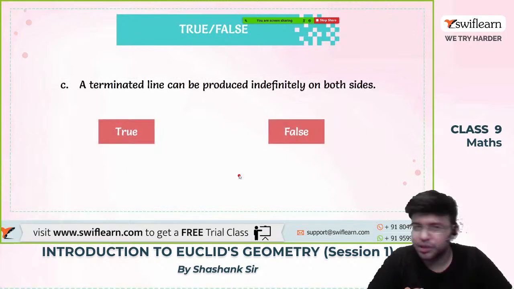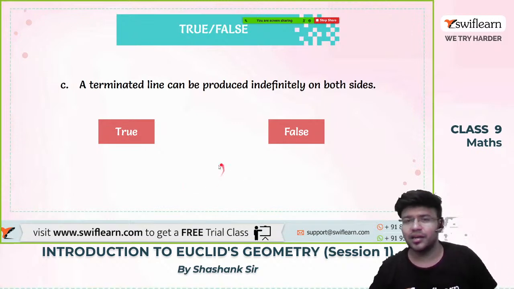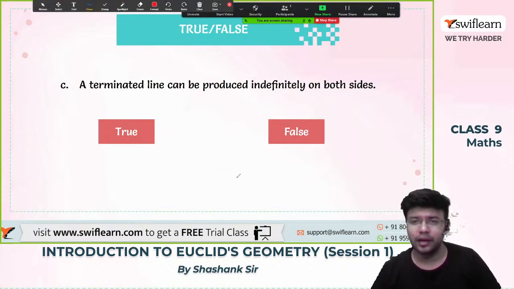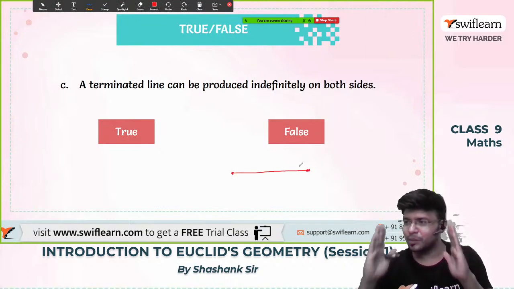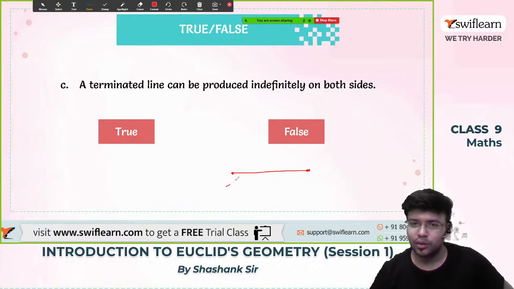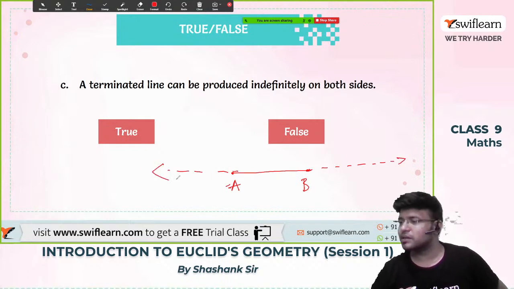Yes, next question. Check this out and answer this. A terminated line can be produced indefinitely on both the sides. Okay, terminated line. Terminate means to end, to stop. Okay, so ये line है, उसको terminate करके stop कर दिए है. Okay, let us take this as A and B. Can we extend this infinitely on both the sides?